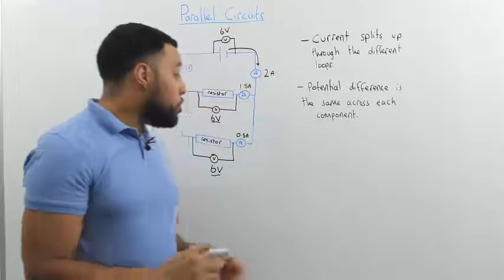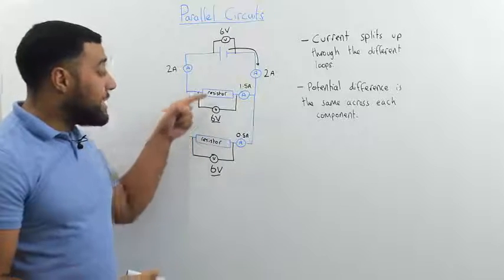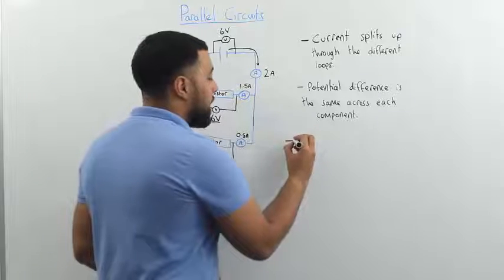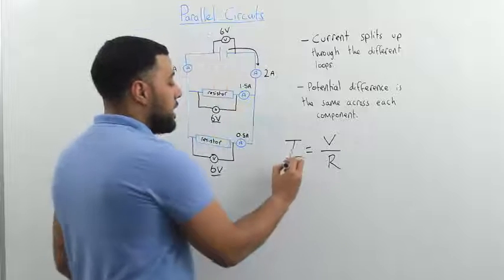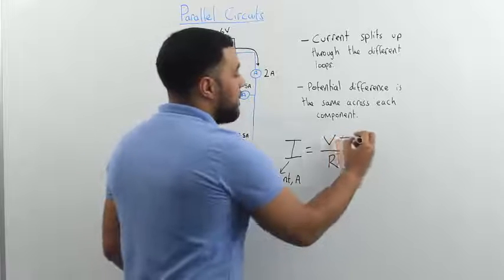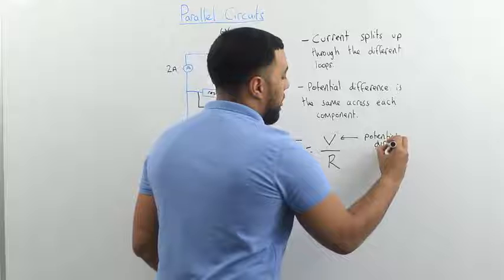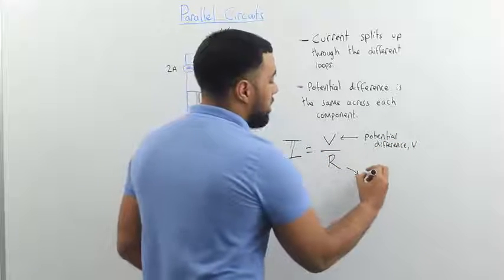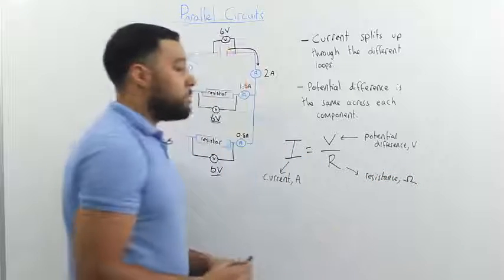In your exam, you could be asked to calculate current, potential difference or the resistance of these different resistors. Recall the equation that we've looked at in the past, where I is equal to the current, and that's measured in amps. V is the potential difference, and that's measured in volts, and R is a measurement of resistance, and that's measured in ohms.